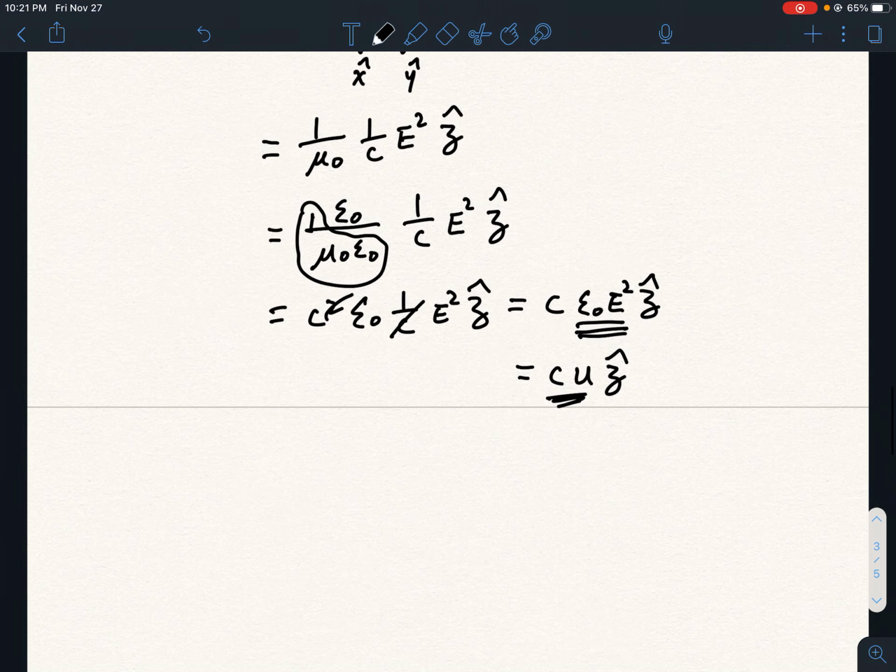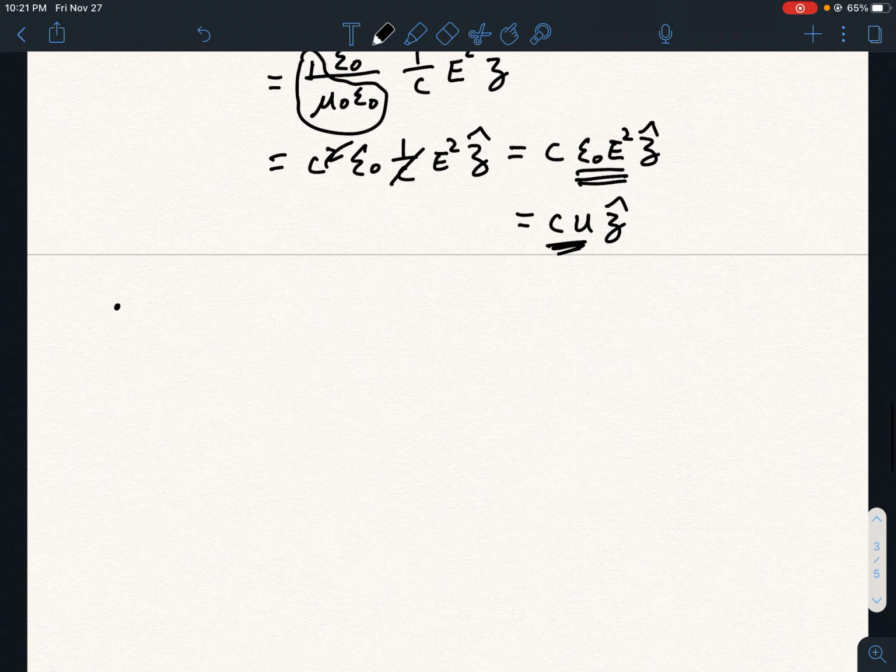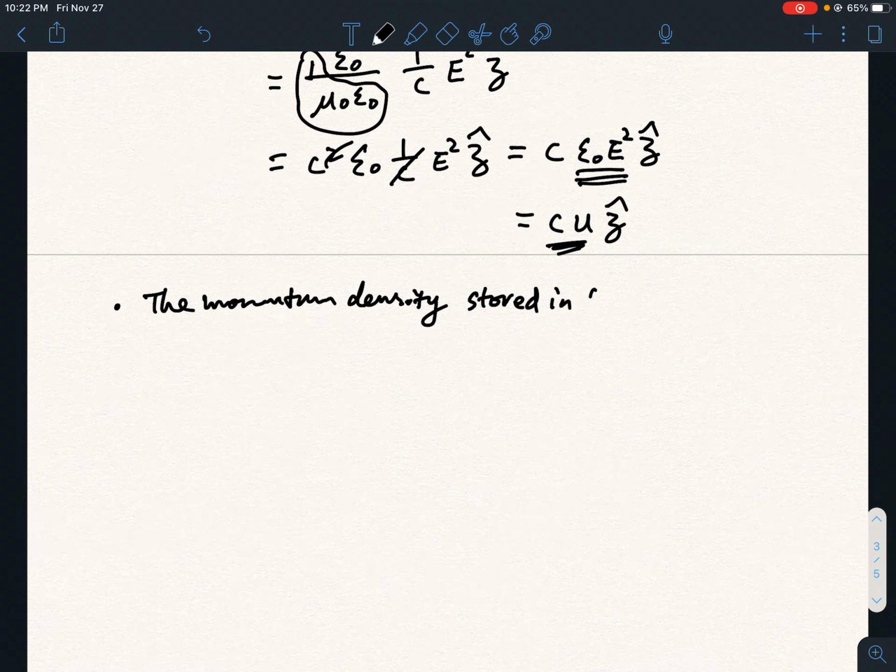I didn't describe this before, but the momentum density stored in the fields, let us call it G, is related to the Poynting vector S, divided by c squared. You can look at chapter 8 to find this equation.